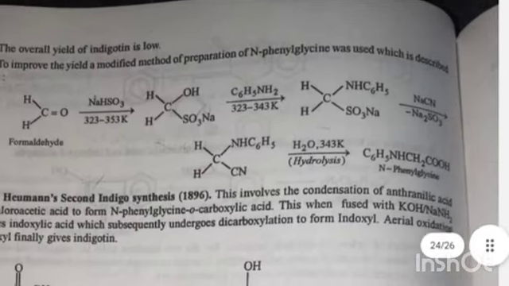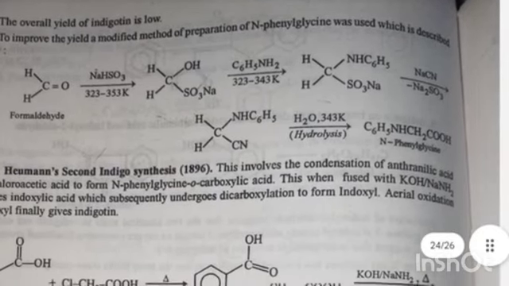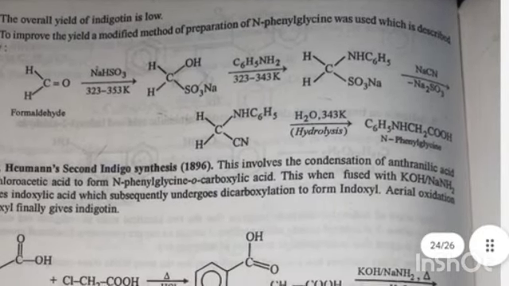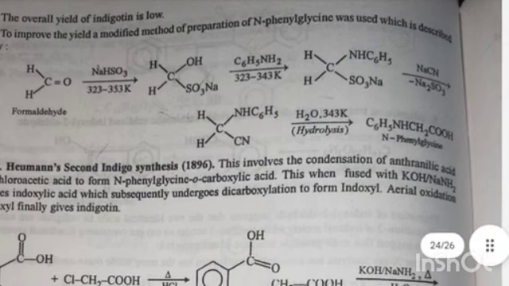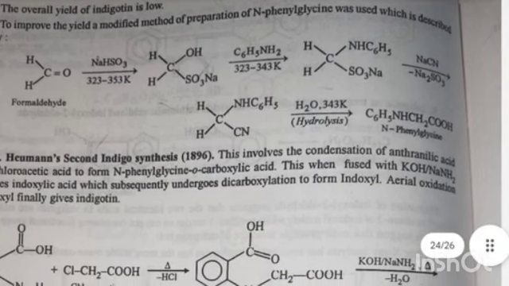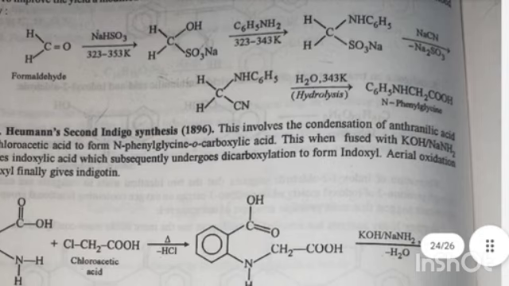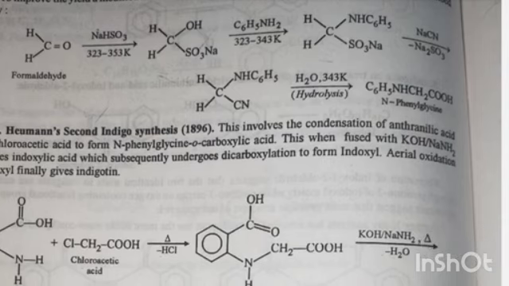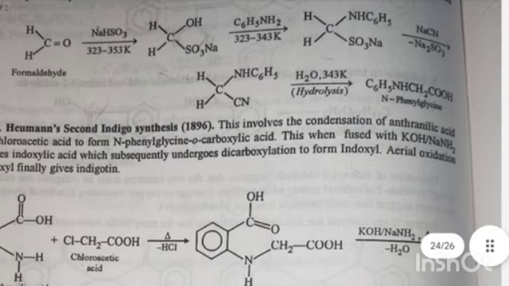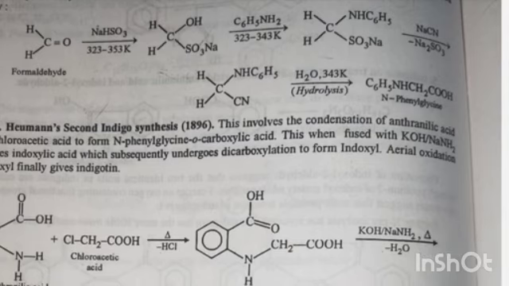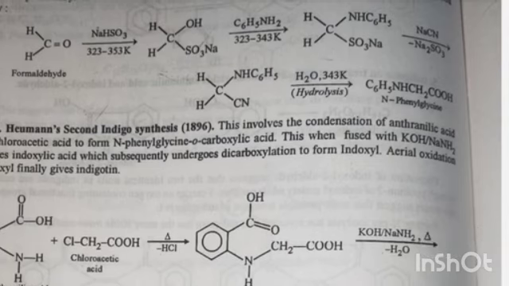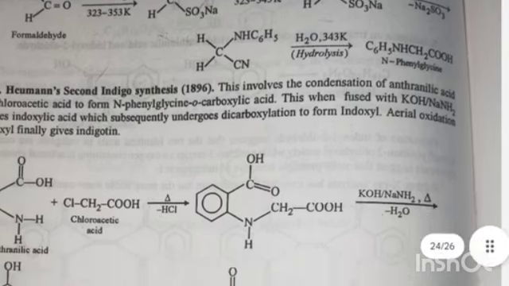The yield of indigotin is low. To improve the yield, a modified method of preparation of N-phenylglycine was used, which is described below. Aniline is treated with formaldehyde in the presence of NaHSO3 at 323 to 353 Kelvin temperature. Then, by hydrolysis, N-phenylglycine is formed as a product.